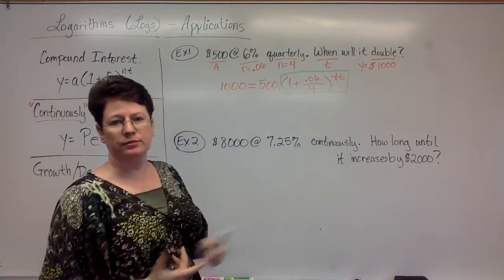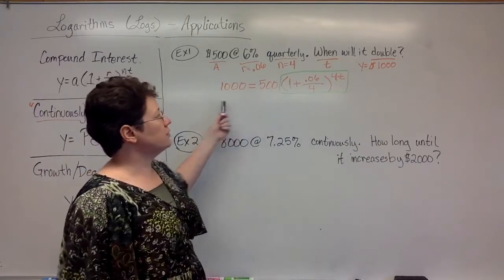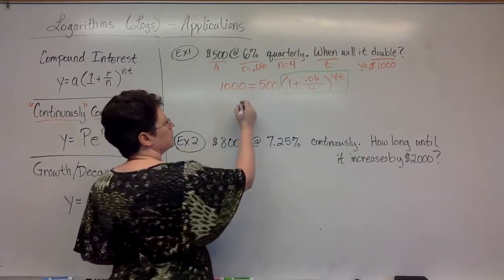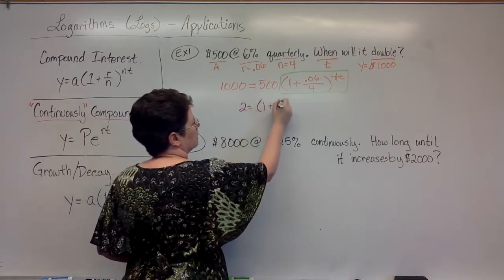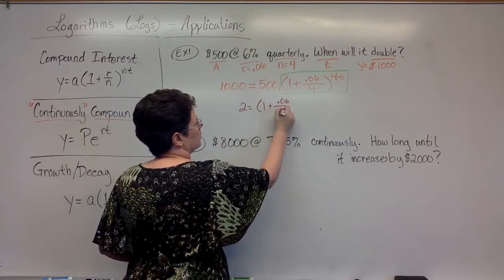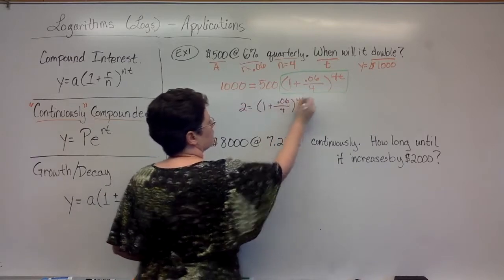What do I get rid of? I get rid of the 500. So I divide both sides by 500. When I do that, I get 2 equals the big ugly fraction to the 4t.